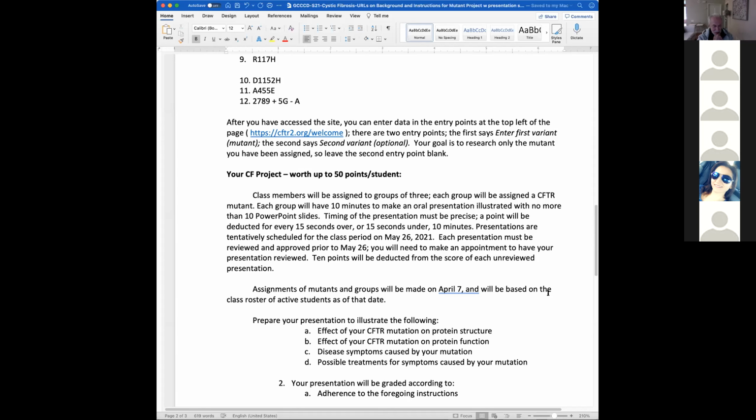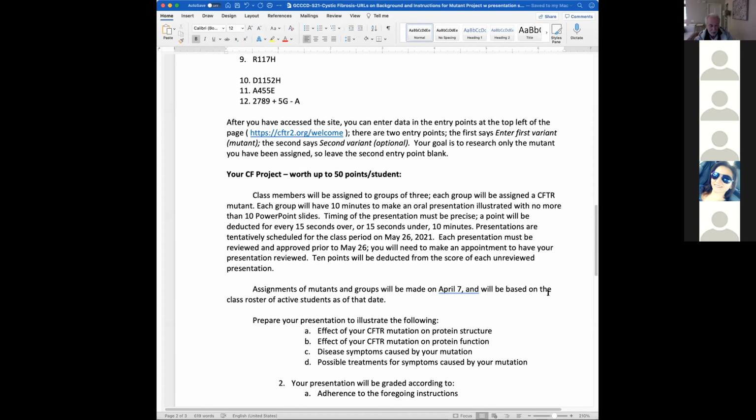Okay, Scott mentioned April 7th. I've chosen that date because that is approximately the midpoint of the semester. And by that time, the roster should be stable so that all the students that are still on the roster at that point are likely to be on the roster at the end of the semester when your presentation will be. So if we make groups and assign mutants on April 7th, they should be valid then at the end of the semester on May 26th when the presentations will occur.